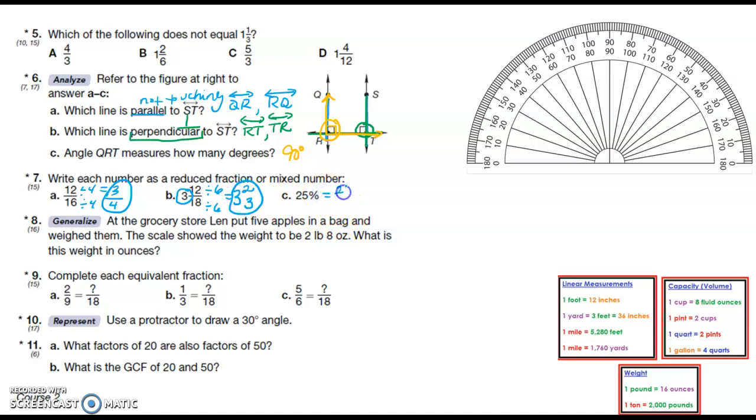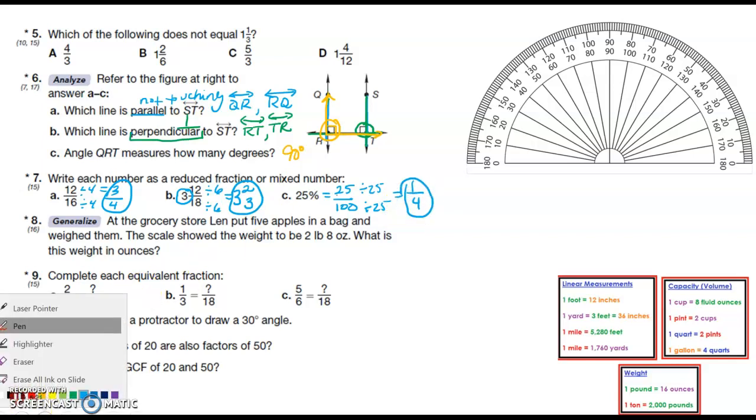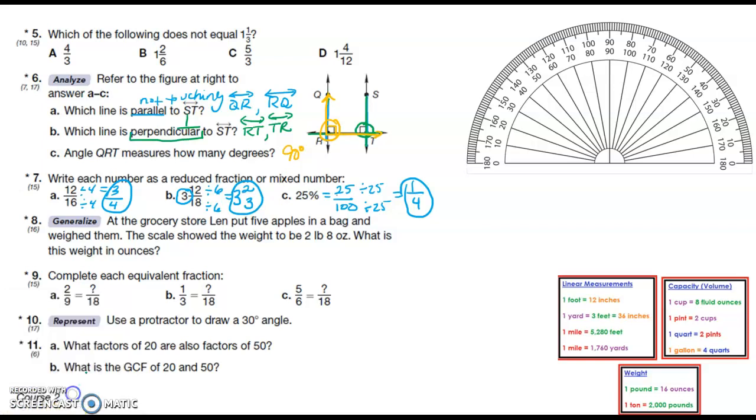All right, 25% is 25 per 100. I'm going to divide the top and the bottom by 25. 25 divided by 25 is 1, and 100 divided by 25 is 4. Okay, let me change colors. I was going to erase, but we're on number 8.